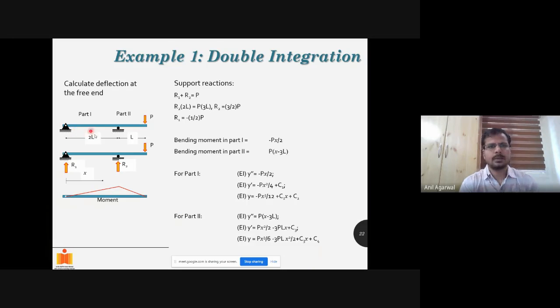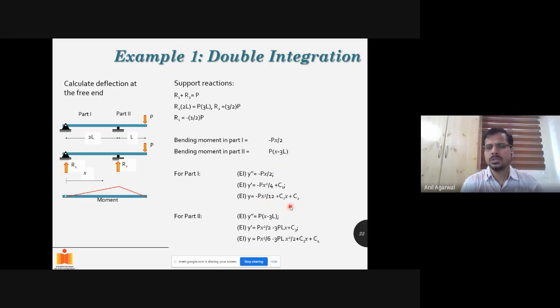You draw the bending moment diagram and look at it. If there is any discontinuity, that is, you cannot define the bending moment diagram with a single equation, around the point where part 1 and part 2 meet, then you have to write the differential equations in 2 parts. For part 1, you write an equation for y double prime, then integrate it once to get y prime, then integrate again to get y.